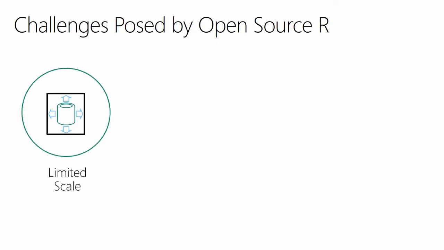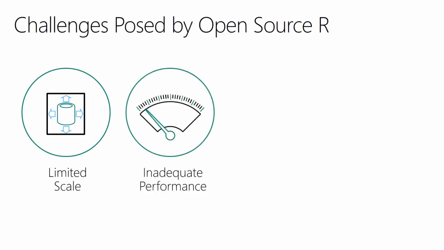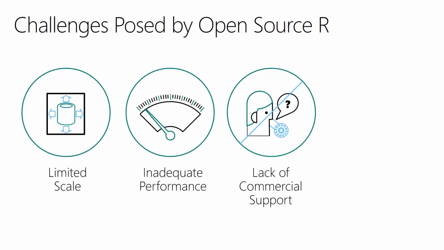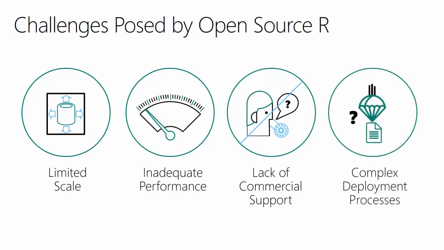First, R on a single machine does not scale well. Second, there are many bottlenecks to performance. Third, there is a lack of commercial support, making it difficult to work with and also integrate R-driven solutions. And finally, many models never achieve business value because it's so difficult to deploy them to stable production environments.